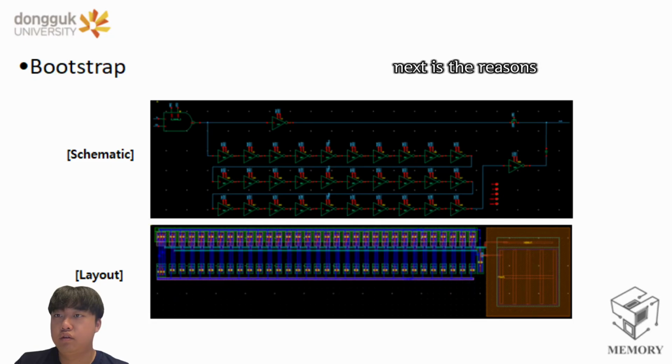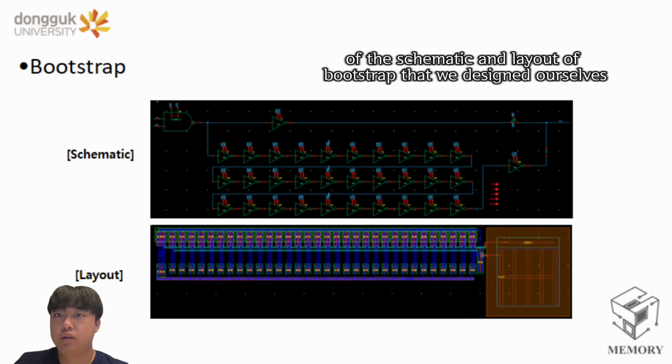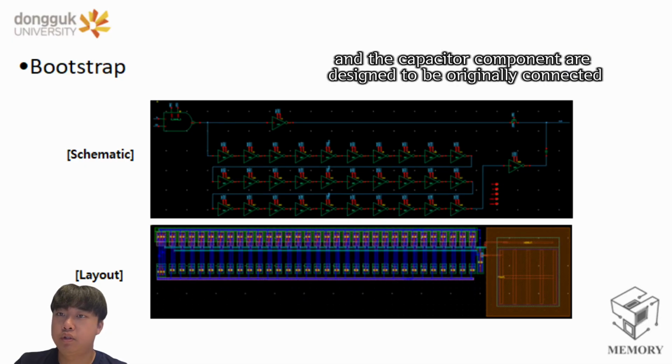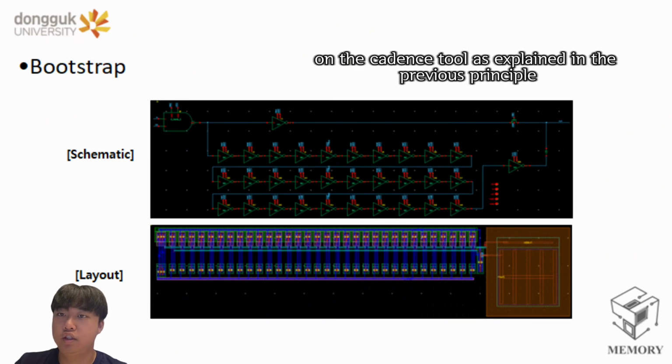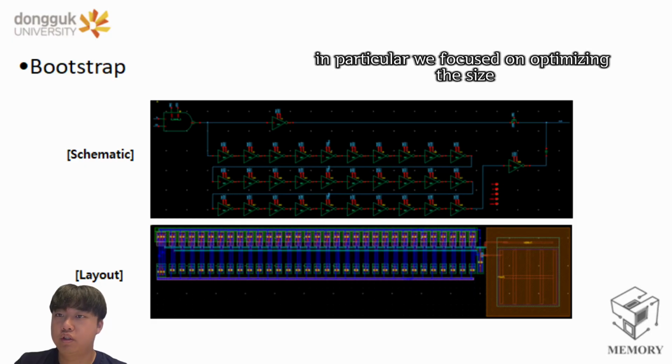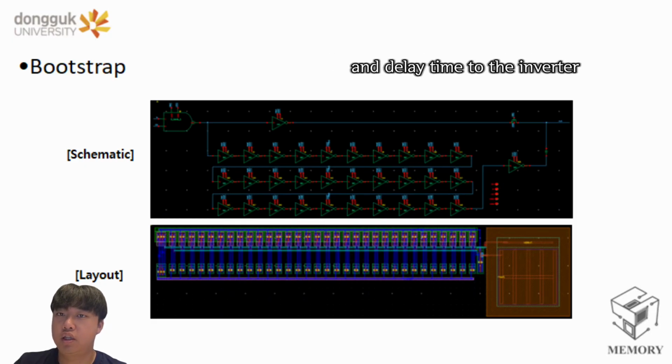Next are the results of the schematic and layout of the bootstrap that we designed ourselves. If you look at the schematic at the top of the screen, the inverter chain structure, the delay element, and the capacitor component are designed to be connected heterogeneously on the Cadence tool, as explained in the previous principle. In particular, we focused on optimizing the size and delay time of the inverter to ensure a stable pumping voltage.